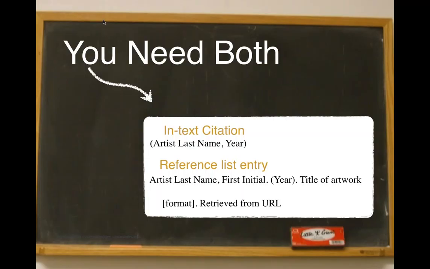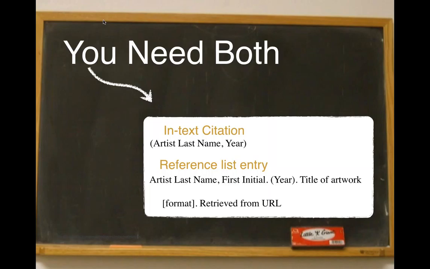If you're referring to a specific piece of media in your paper, then you need to cite it in APA style using both the in-text citation and the reference sheet. This is the sample citation for an image. So it's the artist's last name and the year that it was taken. And then in the reference list entry, it's the artist's last name, the first initial, the year, and then the title of the piece, the format, and then the retrieved from URL.